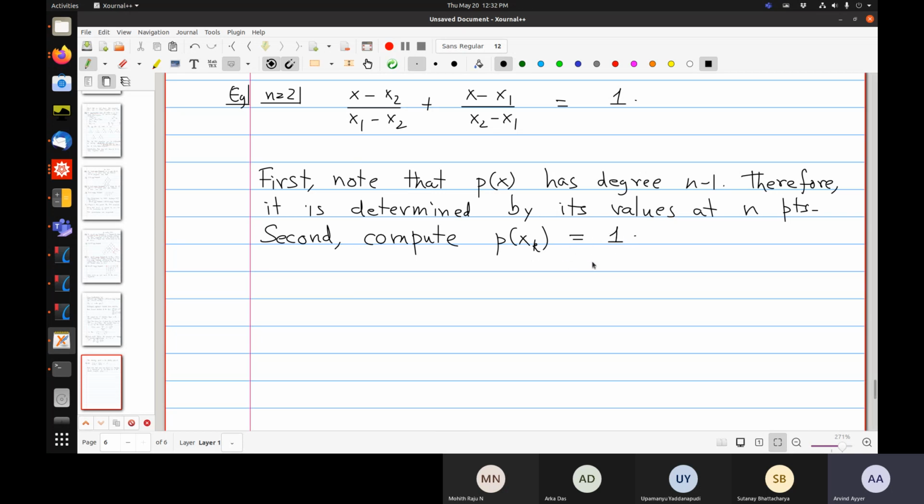It's 1, so you get p of x_k equal to 1 at n points, for all k. So at n points it's equal to 1, it has degree n minus 1, and so it's equal to 1. Thus p of x is identically 1. Okay, so that's the first point. We'll use that in a second.